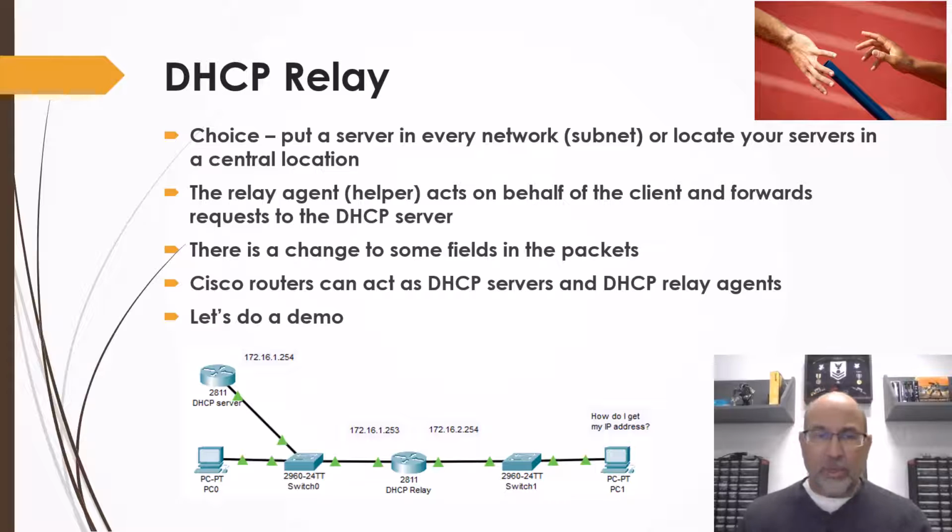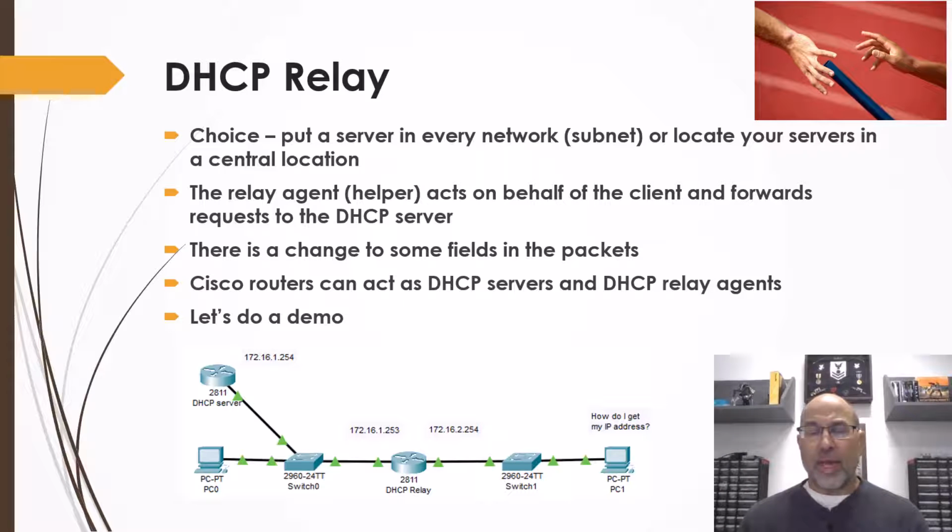So back to DHCP relay. When you're building a whole bunch of networks and connecting them together, you have a choice. You can put a DHCP server on every single network or subnet and dedicate all of those resources to all of those servers. Or you can have a couple of servers, maybe centrally located, and then set up DHCP relay to forward all of those requests to the servers. This is what most large organizations do. So the routers serve as the relay agent and they forward traffic to the server.